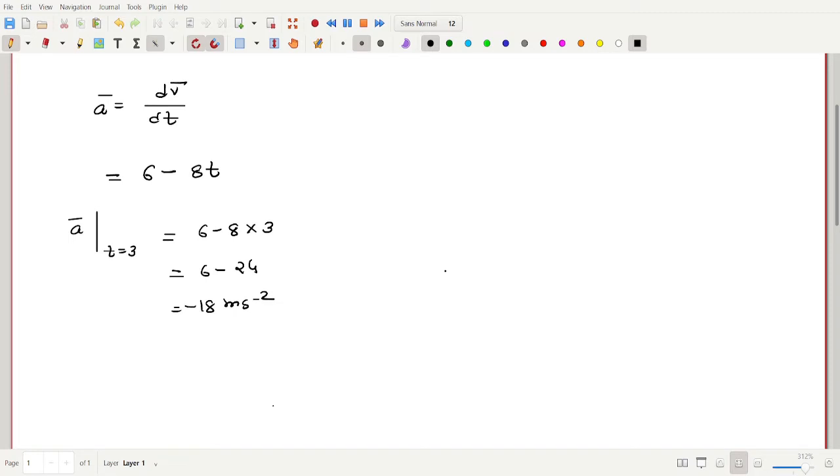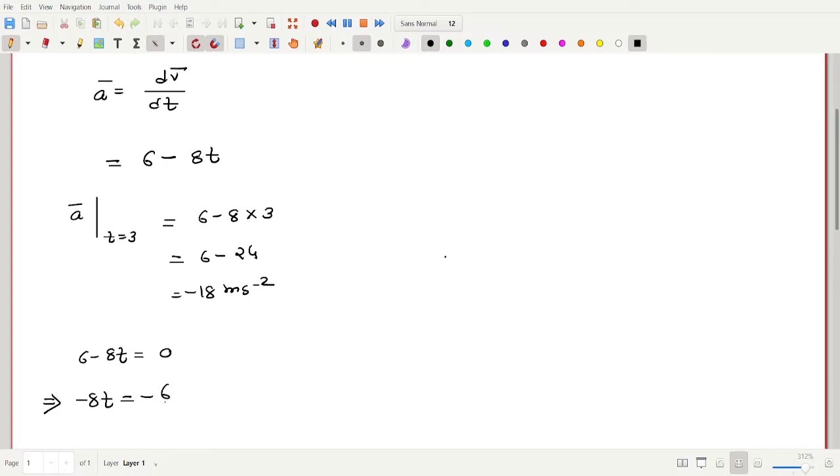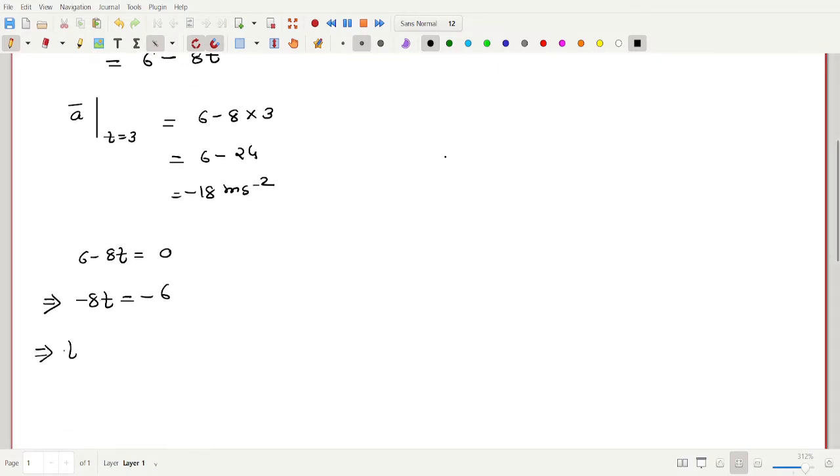So when will the acceleration be 0? Setting it equal to 0, minus 8t equals minus 6, and finally t equals 3 by 4 second. This is the answer for B, and the earlier one is the answer for A. And then finally we have when does the speed equal 10 meter per second.